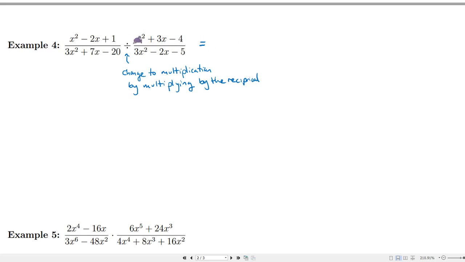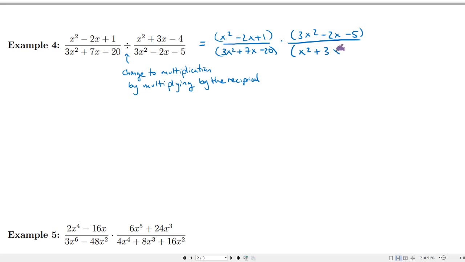So how does that work? Well, you just take this first expression, the x squared minus 2x plus 1, divided by the 3x squared plus 7x minus 20, and then we just multiply by the reciprocal of the second one. So just flip the denominator and numerator. We have 3x squared minus 2x minus 5 divided by x squared plus 3x minus 4. And now we just sort of continue by factoring. You know what, let me actually leave some space here. So this will give us what? So factoring this, leading term is 1, so we're going to have x and x.